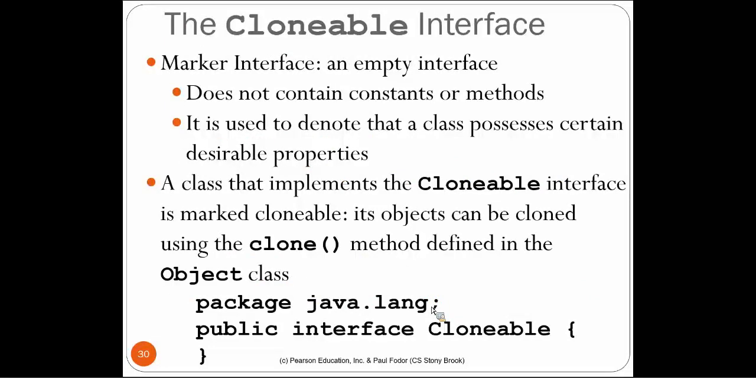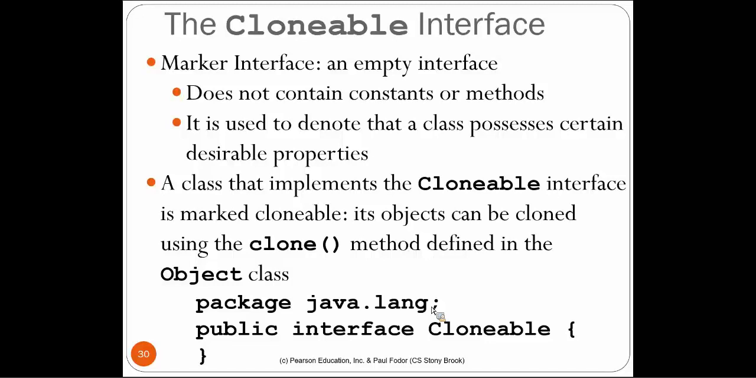The Cloneable interface is another java.lang interface, basically an interface in the Java API, also called a marker interface. A marker interface is an interface that does not have abstract methods. That means that it doesn't define constants or methods. It is used to denote a class that possesses a certain desirable property. A class that implements the Cloneable interface is basically marked to be cloneable.